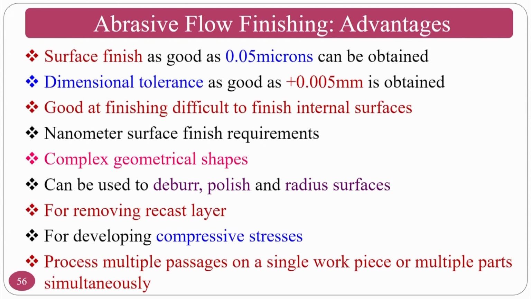The advantages of the abrasive flow finishing process: a surface finish as good as 50 nanometers can be obtained, dimensional tolerances up to 0.005 mm, and good finishing of difficult internal surfaces. Internal surfaces may have complex shapes, sometimes with intersections and other features. So, solid tools cannot go there.